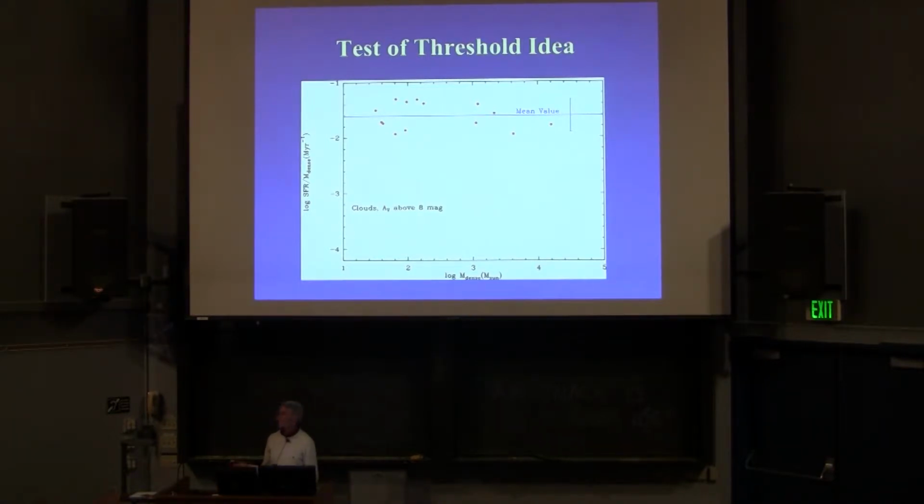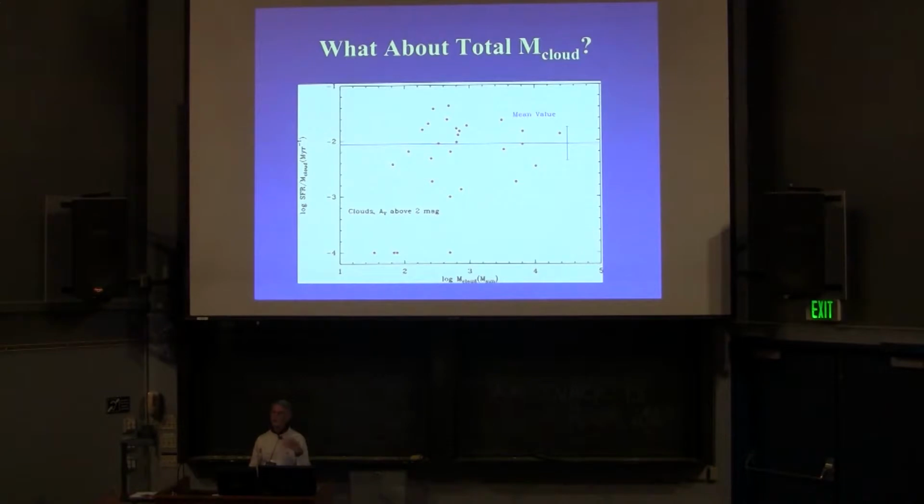Now, there's no theory here. This is just what the observational facts are telling us. So the mass of dense gas predicts the star formation rate to within an uncertainty of about a factor of 2. What about the total cloud mass?